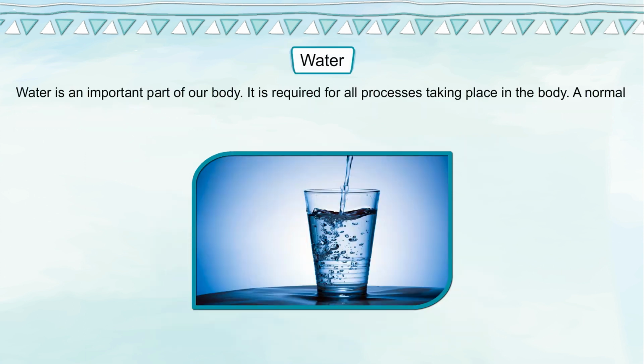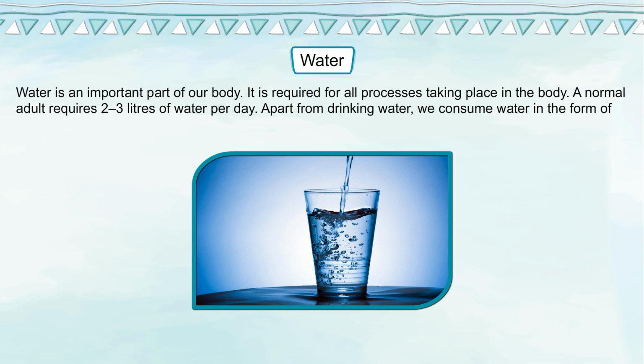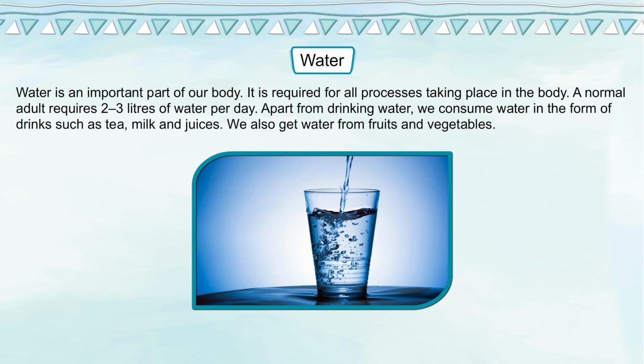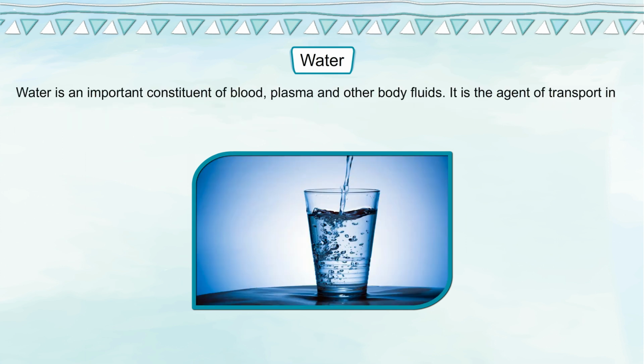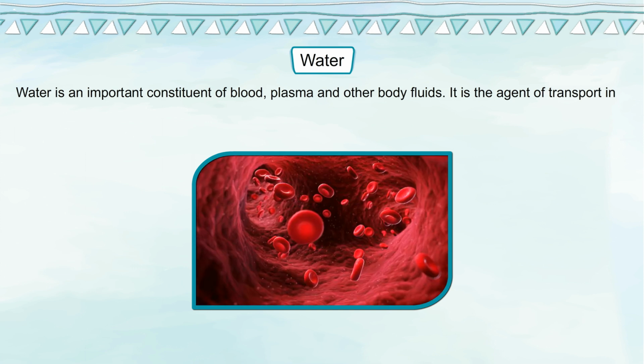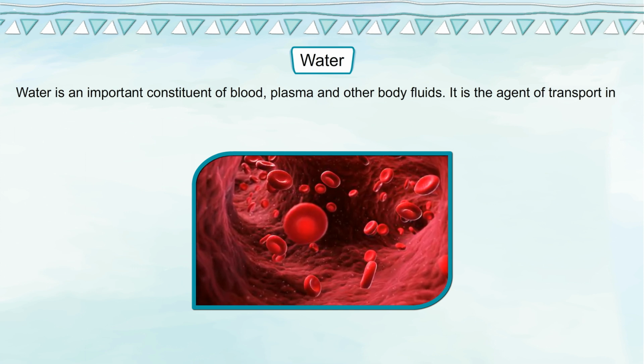Water. Water is an important part of our body. It is required for all processes taking place in the body. A normal adult requires 2 to 3 liters of water per day. Apart from drinking water, we consume water in the form of drinks such as tea, milk and juices. We also get water from fruits and vegetables. Water is an important constituent of blood, plasma and other body fluids.